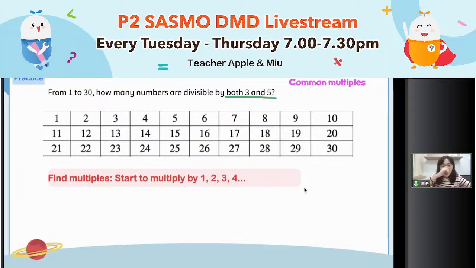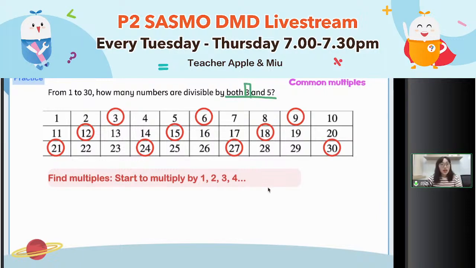Firstly, how can we figure out multiples? For the multiples, we need to start to multiply by 1, 2, 3, 4. So maybe in this question, let's start from multiples of 3. How can we figure out the multiples of 3? That is 3 times 1 equals 3. 3 times 2 equals 6. 3 times 3 equals 9. 3 times 4 equals 12. And then move on. Do remember, we need to start to multiply by 1, 2, 3, 4. Okay? So in this way, you see, there are 1, 2, 3, 4, 5, 6, 7, 8, 9, 10 multiples of 3 within 30.